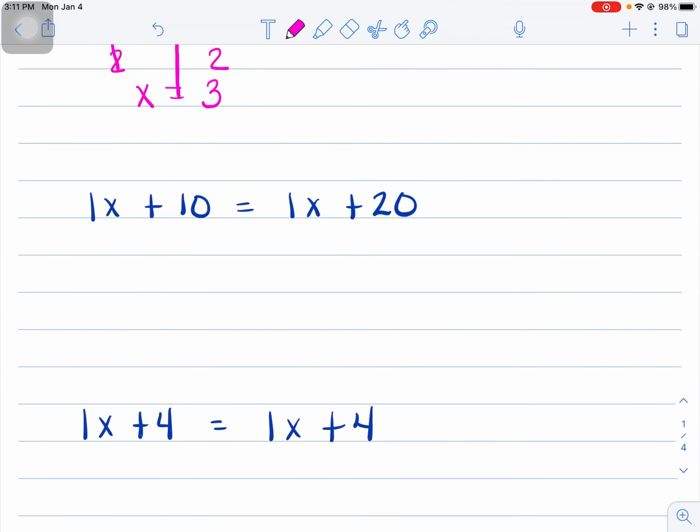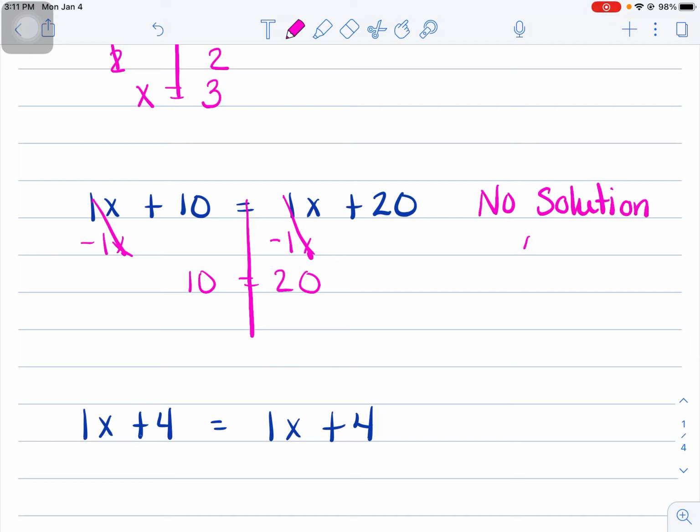We have 1x plus 10 equals 1x plus 20. So if I isolate my variables, and I'm going ahead and moving over my variables to my wall, so I want to get my variables to one side, minus 1x minus 1x. Notice what happens to my variables. They're gone from both sides. I have no x's on either side, but I have 10 equals 20. Well, that's not a true statement. 10 can never equal 20. 20 can never equal 10. So this is a no solution.